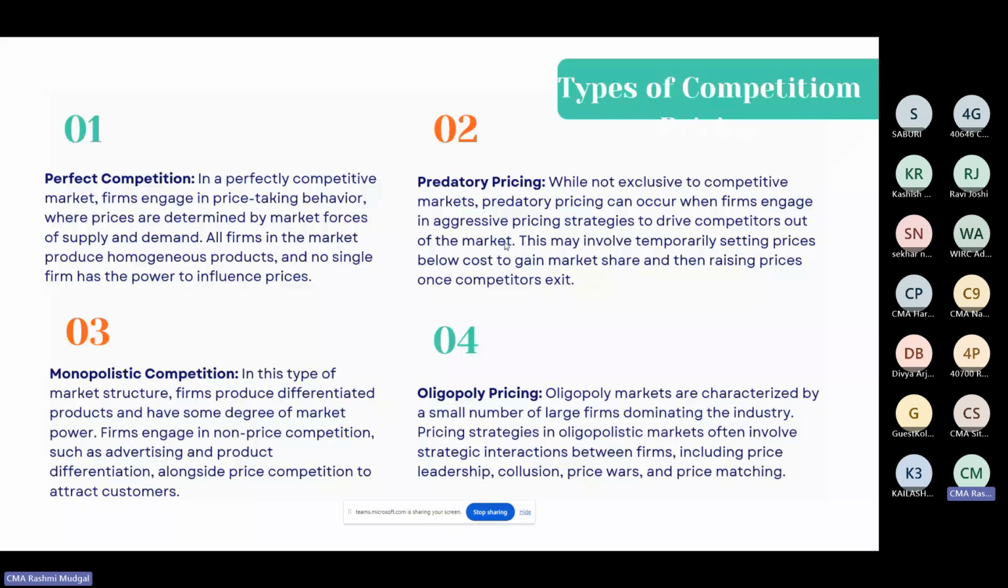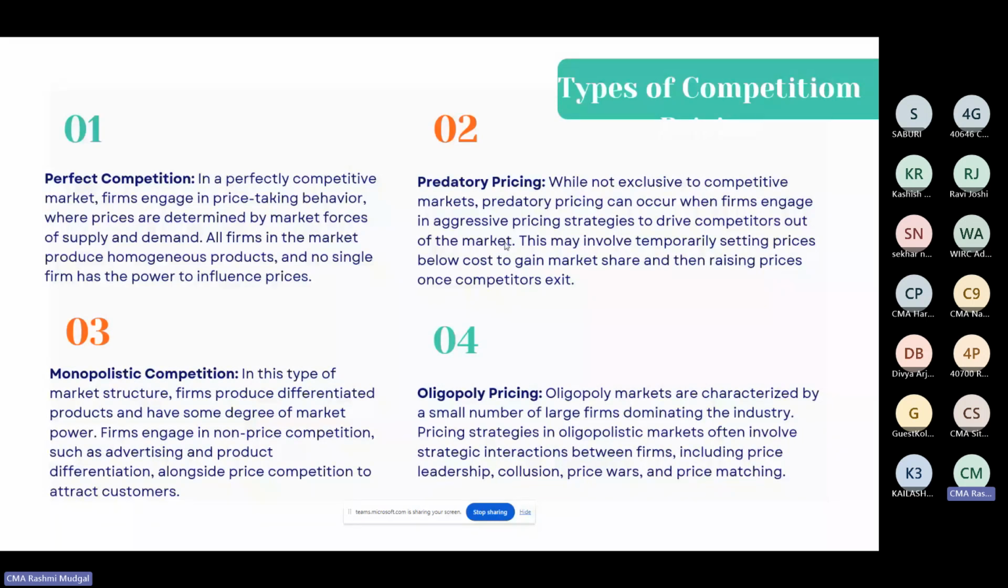Okay, so now monopolistic competition is also there. In this type of market structure, firms produce differentiated products and have some degree of market power, like Tata Salt. It has some degree of market power. There are so many salts available, but they do have market power. Firms engage in non-price competition such as advertising and product differentiation alongside price competition to attract the customer.